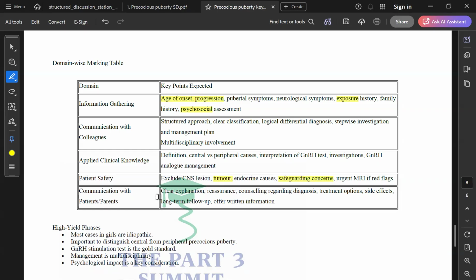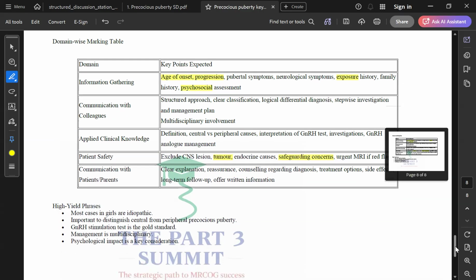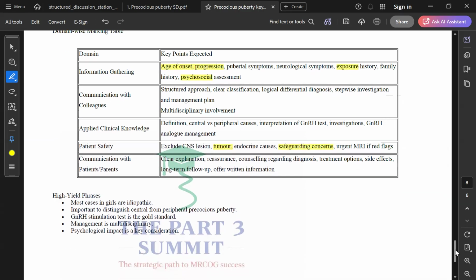Communication with patients is usually overlooked in any structured discussion stations. Make sure you mention those points, like creating rapport, like how Dr. Khatija mentioned, creating a rapport, sensitive approach, giving them an opportunity to ask doubts, giving them written information, putting them in touch with counselors, support groups, and follow-up plans. So this is how you would be showcasing this particular domain in any structured discussion tasks.